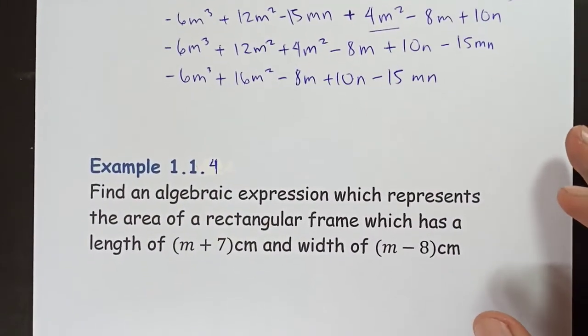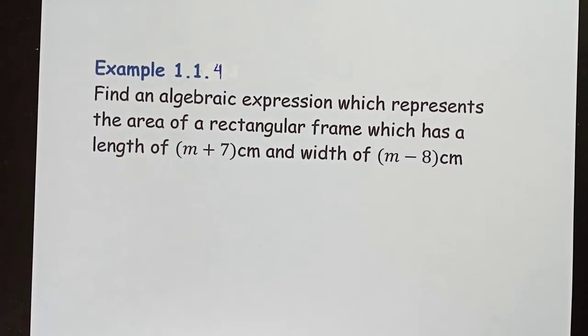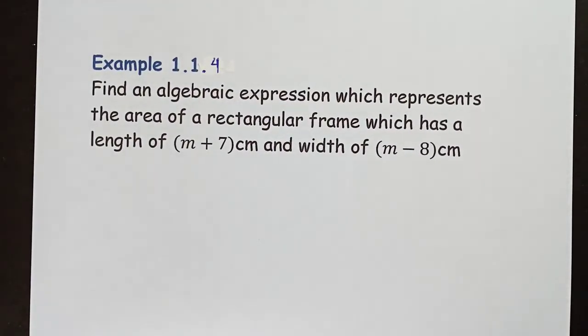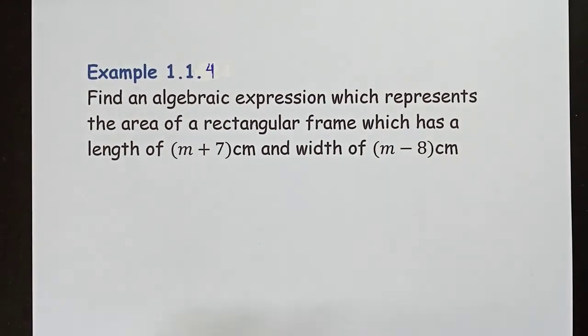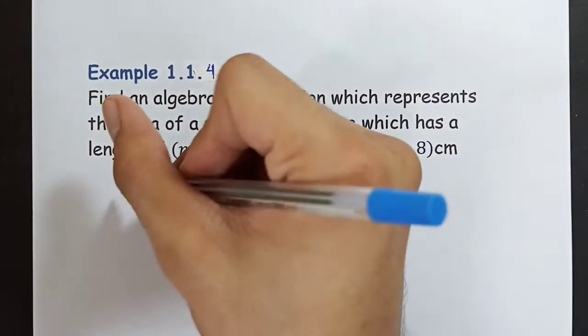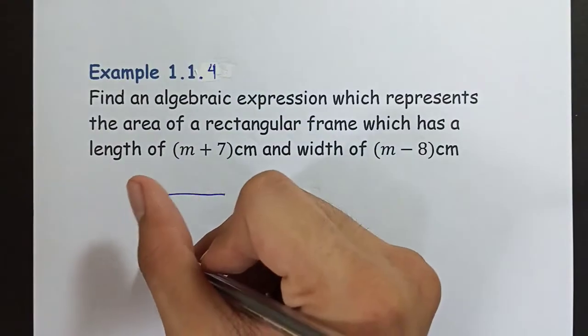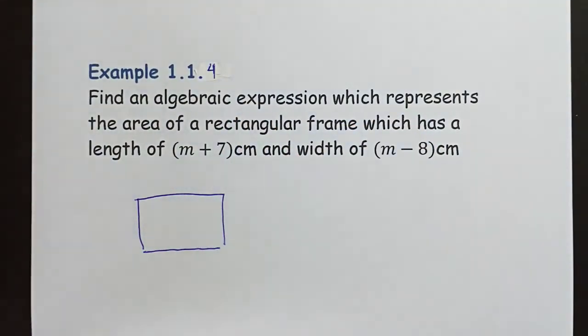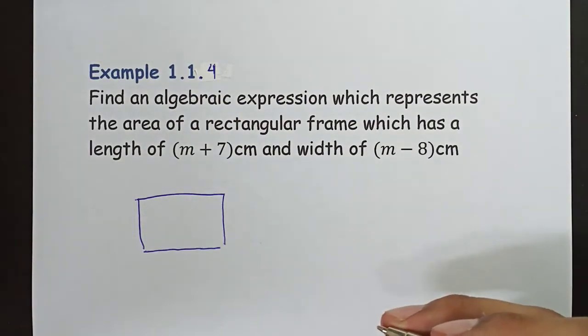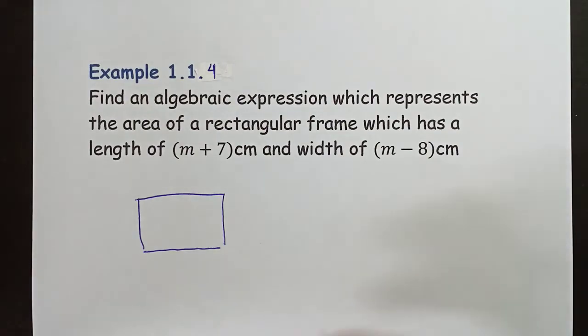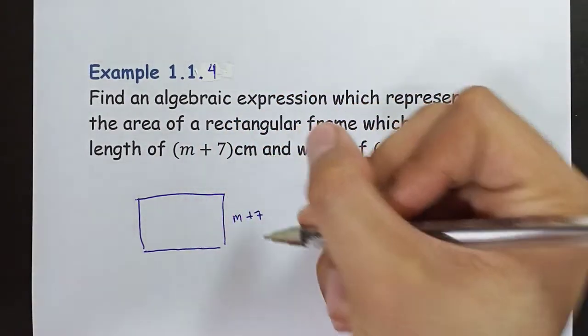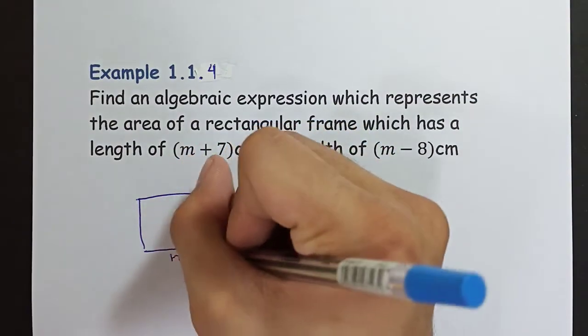Next, we have example 1.1.4. Find the algebraic expression which represents the area of a rectangular frame which has a length of m plus 7 cm and width of m minus 8 cm. So, meron daw tayong rectangular frame. So, drawing tayo para makita nyo yung skills ko. Ganyan ako mag-drawing. So, rectangular frame daw yan. Yung length niya is m plus 7. Then, yung width naman niya is m minus 8.